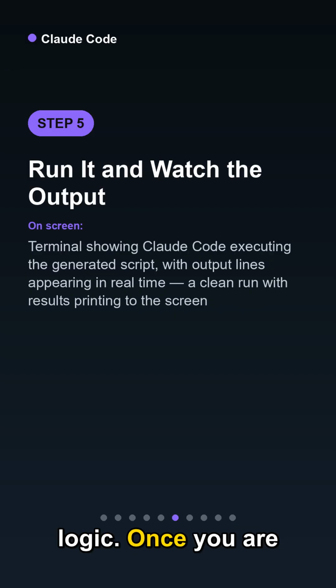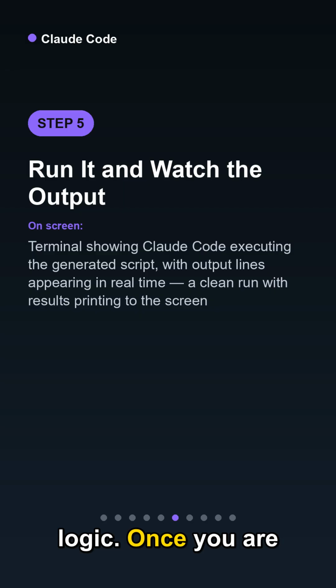Once you are satisfied with the code, ask Claude Code to run it or execute it yourself directly in the terminal. Watch the output carefully. A clean run with the expected results means you are ready to use or share the output. An error message is just the next prompt.